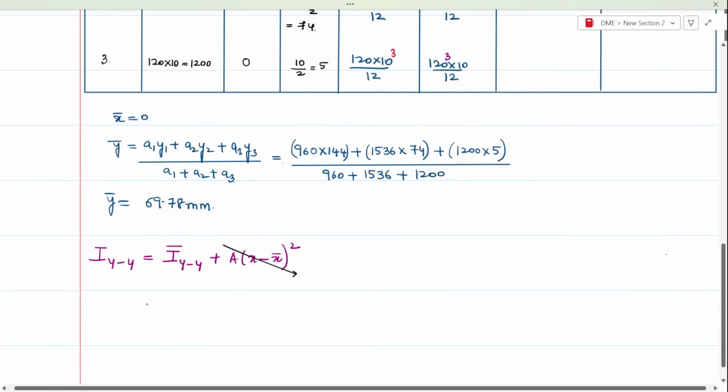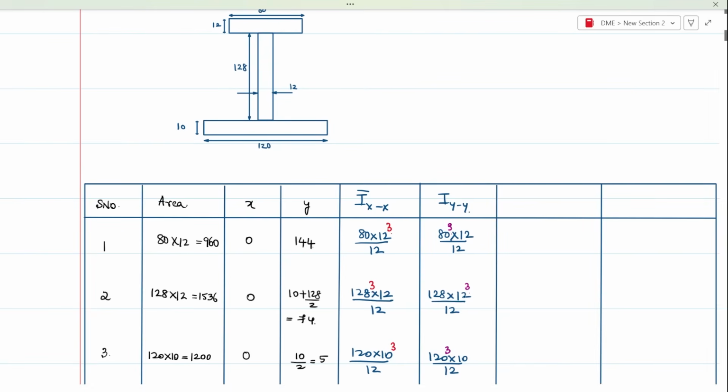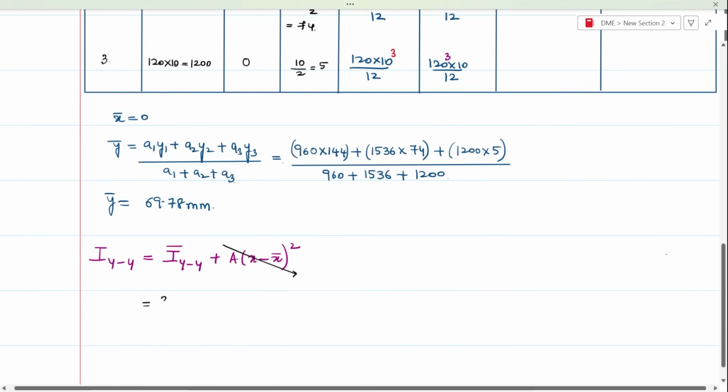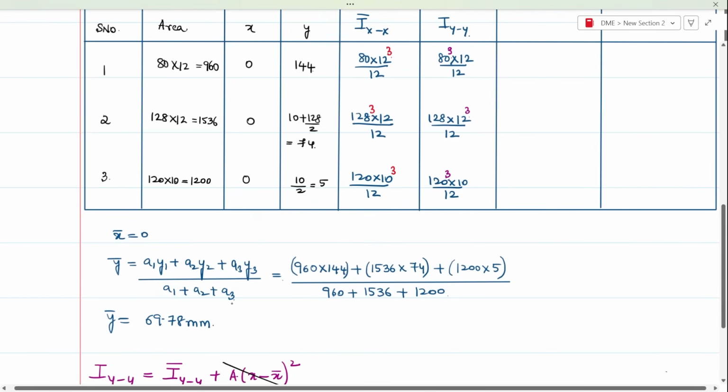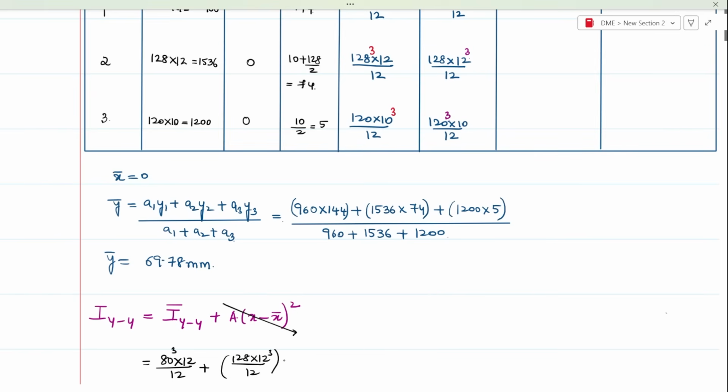So this will be the summation of all these inertias, that is 80 cube into 12 by 12, 128 into 12 cube by 12, 120 cube into 10 by 12. So let me write it over here. 80 into 12 cube, 80 cube into 12 by 12. Next is 128 into 12 cube divided by 12. Last one is 120 cube into 10 divided by 12.